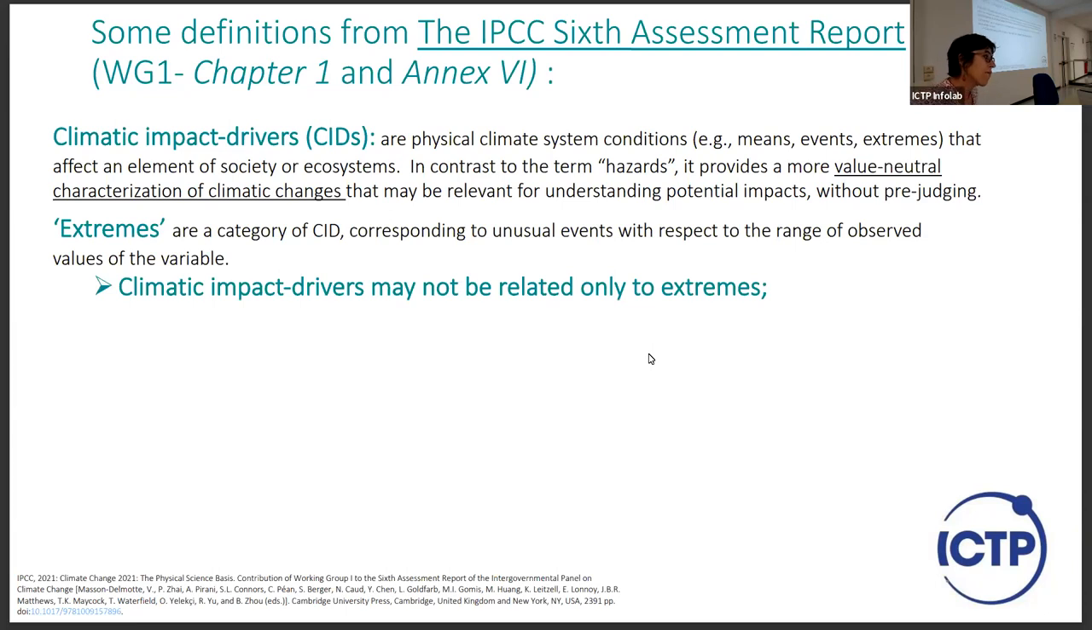Extremes are a category of CID corresponding to unusual events with respect to the range of the observed values of that variable. Climate impact drivers may not be related only to extremes, but they can, for example, be related to the rate of coastline recession. We don't have an extreme for this kind of event, but we have a risk connected with this climate impact driver that is strictly connected with the sea level rise, for example.